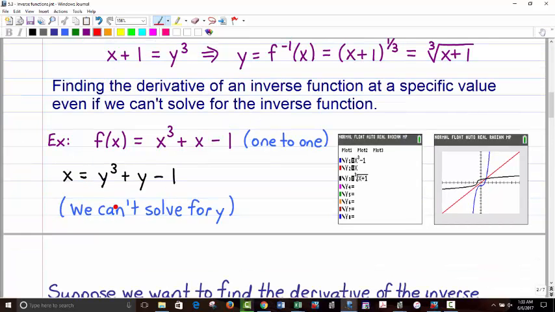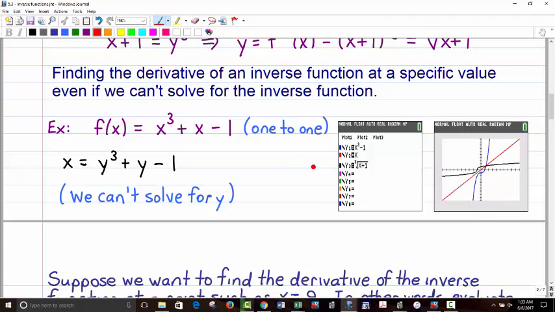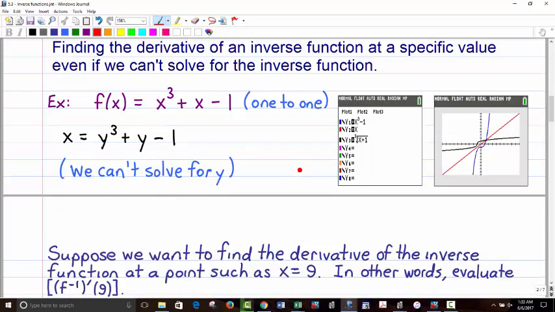Well, anyway, back to this function. If you're going to try to solve this algebraically and then take the derivative, that's not going to work, because you're not really going to be able to solve that for y no matter how hard you try. So we can't do it. However, we can still get the derivative of the inverse function without technically knowing the algebra of the inverse function. So this is a neat little trick.